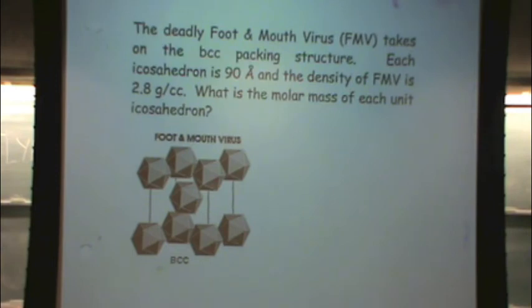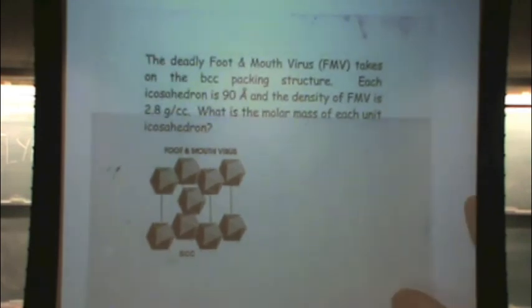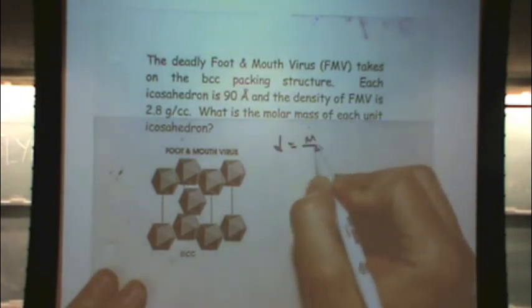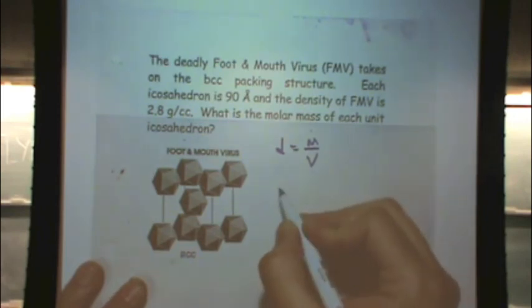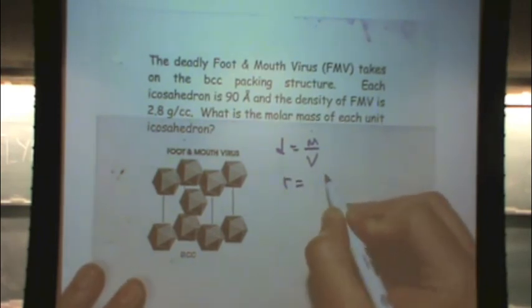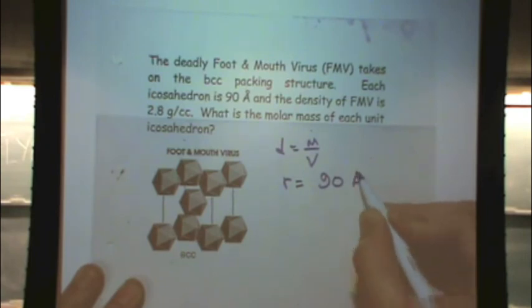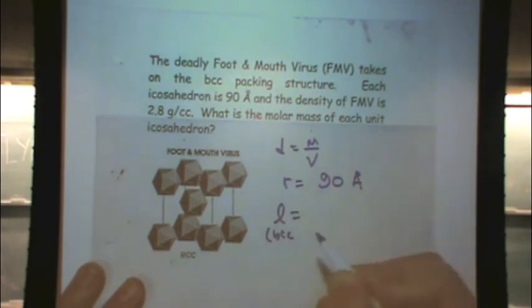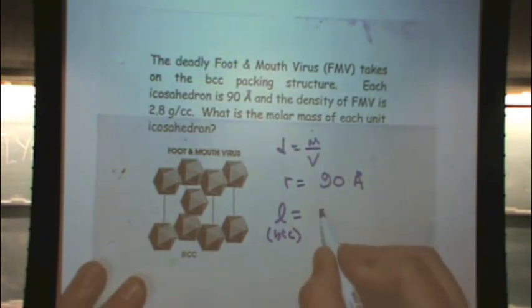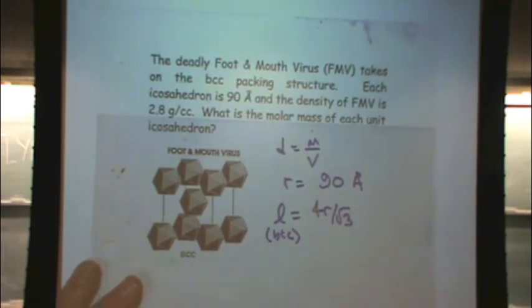Okay, so you didn't see this one in class, right? Okay, good. Works out easy for me. All right. What we would do is I'd write, well, density is mass over volume. And it doesn't say it too clearly, but the radius is 90 angstroms. Okay? 90 A. And then, what you would need to know, because this is BCC, if you're looking at that table in my reader, you would say, well, that's 4R over root 3. That's what BCC is. Okay?